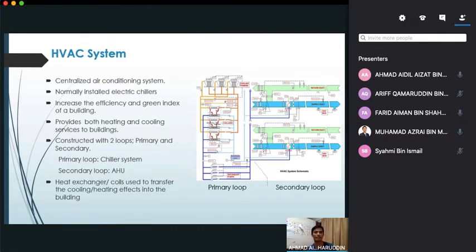Hybrid system is known as a centralized air conditioning system. The hybrid system normally consists of an electric chiller compared to the absorption chiller. The purpose of having a hybrid system is to increase the energy efficiency of the building and at the same time increase the green index of the building. The hybrid system will provide both heating and cooling service to the building. It consists of two loops, primary and secondary. The primary loop will handle the chiller system, and the secondary loop will handle the AHU system.